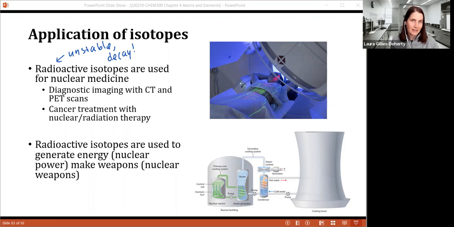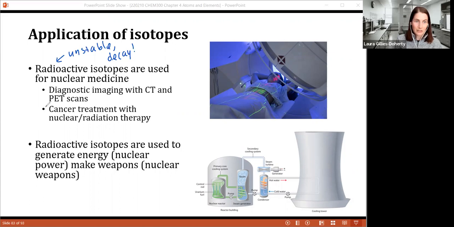And when they decay, they're going to release some energy from that process. And so in nuclear medicine, we use this with isotopes that decay in such a way that they don't harm the body to do things like diagnostic imaging with CT and PET scans. These radioisotopes used for these types of scans, they decay, but their decay products don't harm the human body. And so we can use this to image different parts of the body with very high specificity.